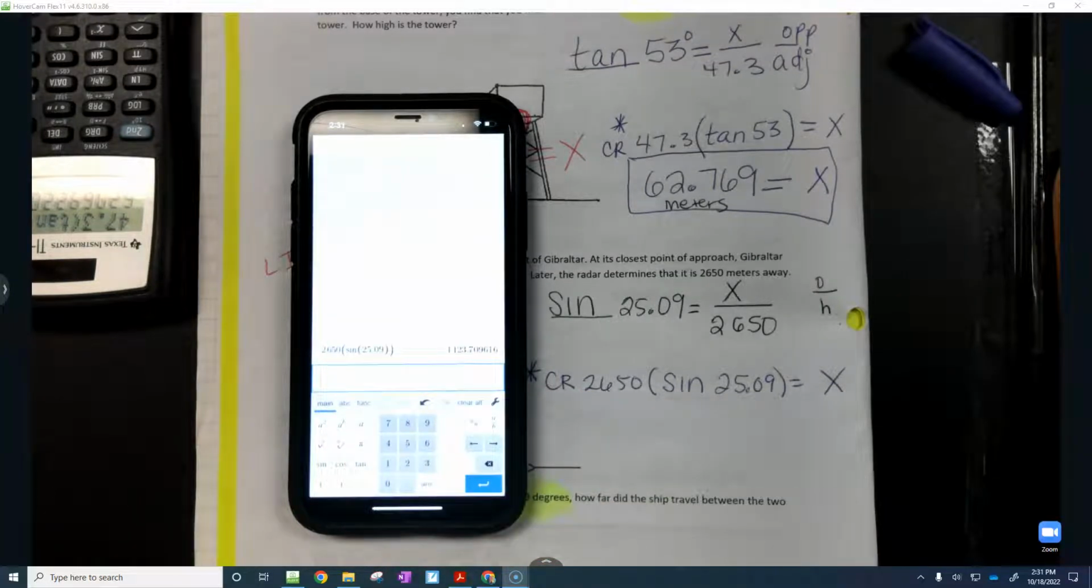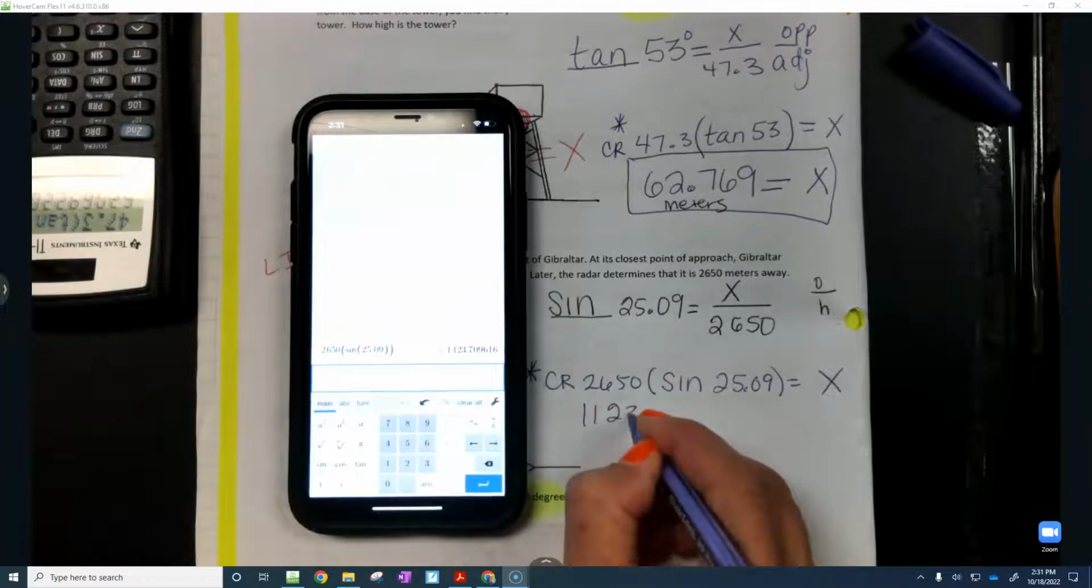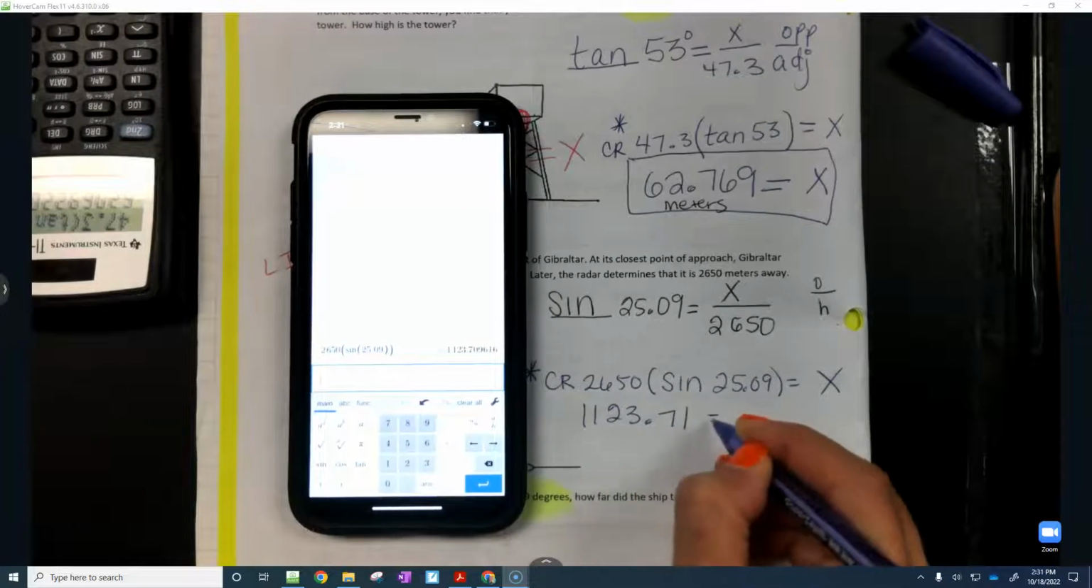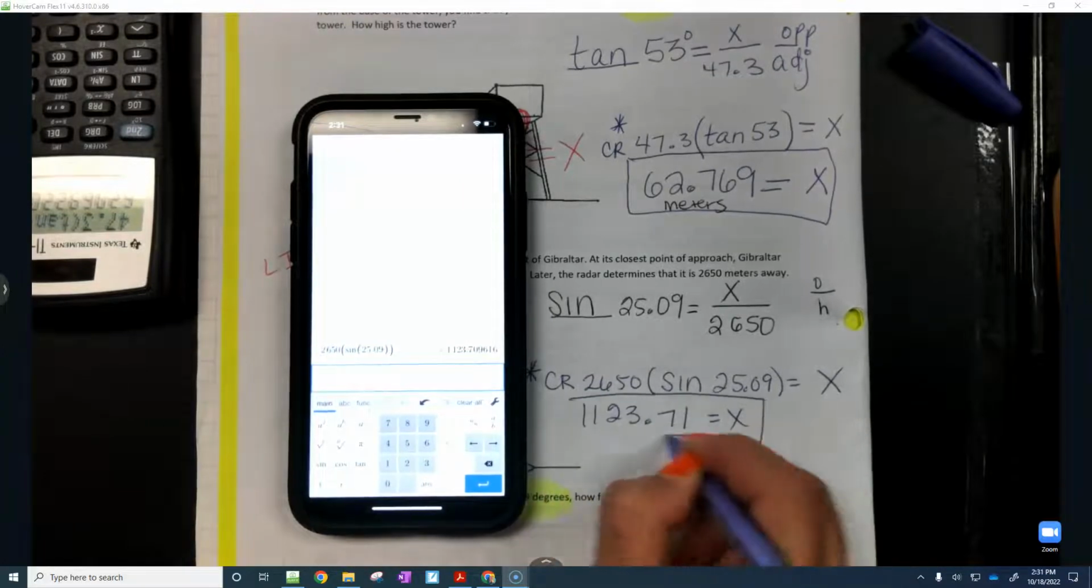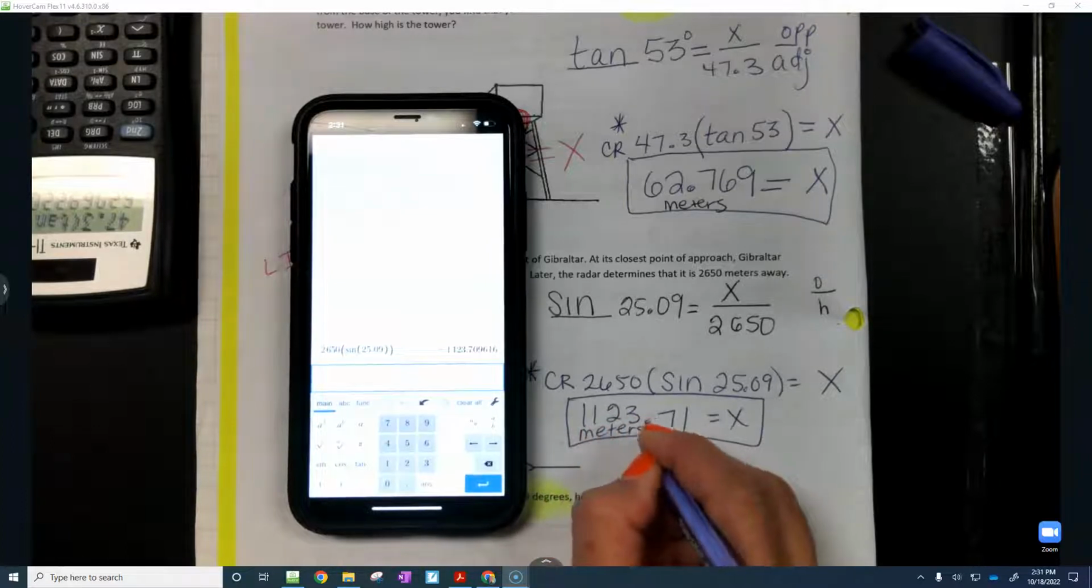So how far apart are those two sightings? 1123.709 or 7.1? It's 7.1 because that other number is a 6. It's above 5. So this is 1123.71 equals x. And it's meters.